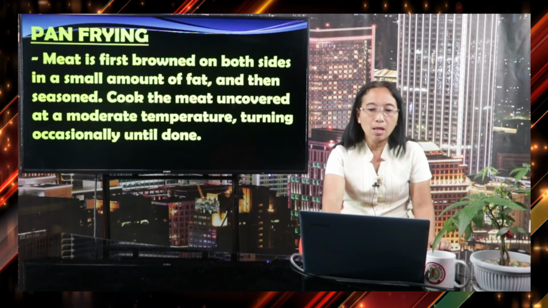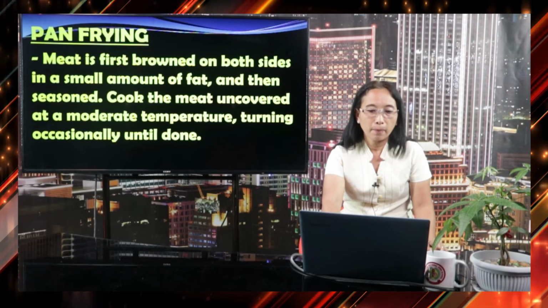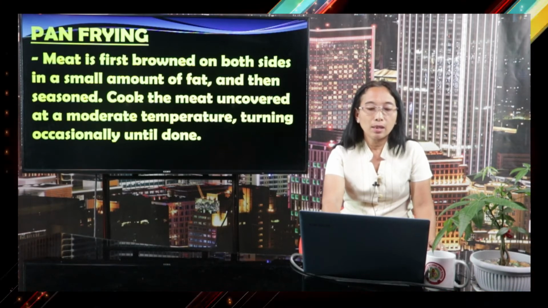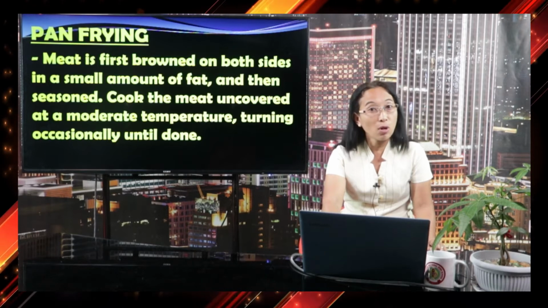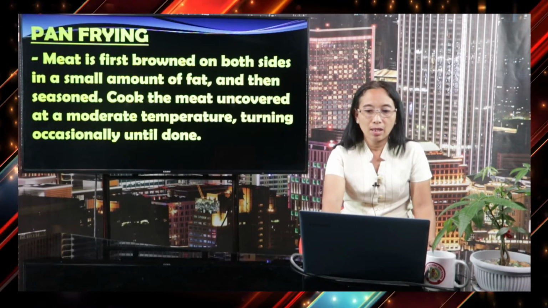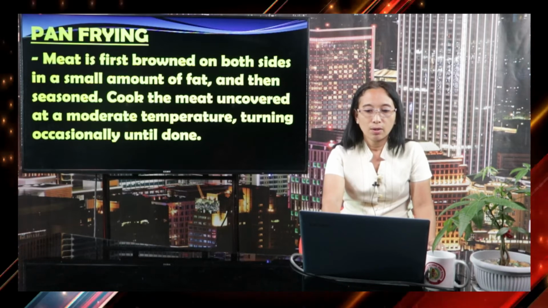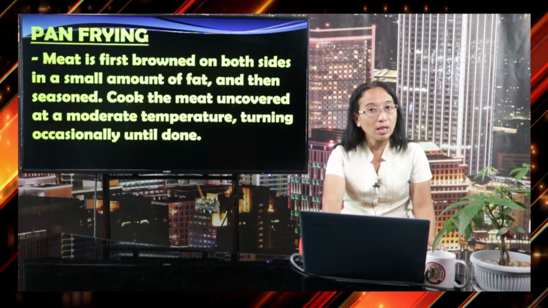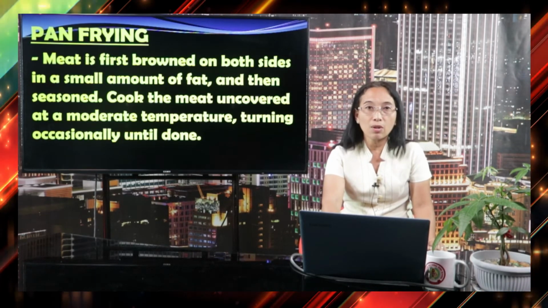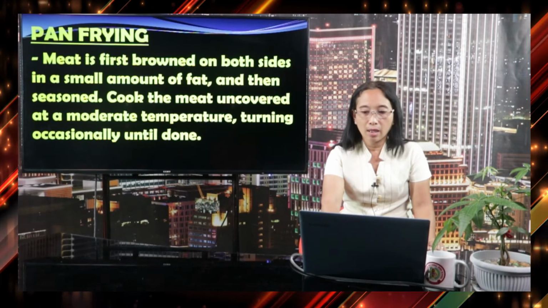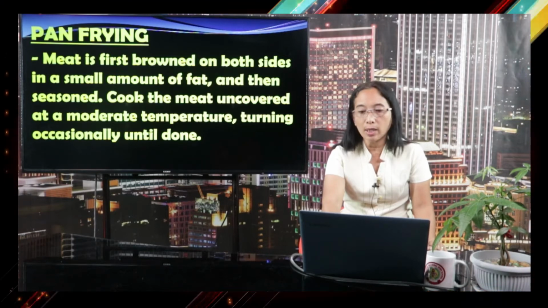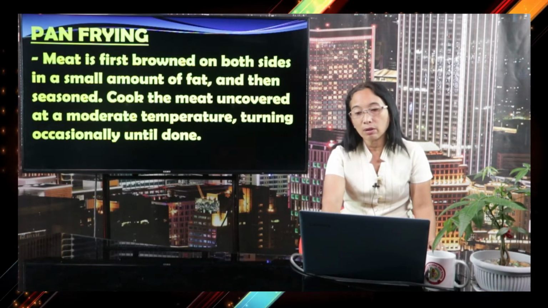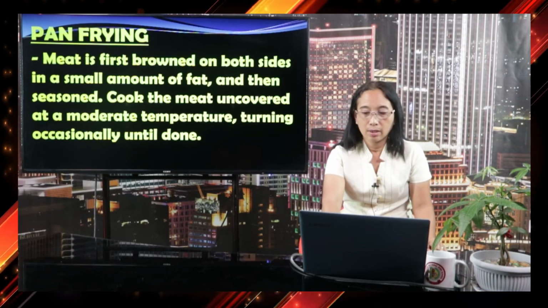Another method is the pan frying. For pan frying, the meat is first browned on both sides in a small amount of fat and then seasoned. Cook the meat uncovered at a moderate temperature, turning occasionally until done. The pan frying only differs from the broiling in that a small amount of fat is added first.